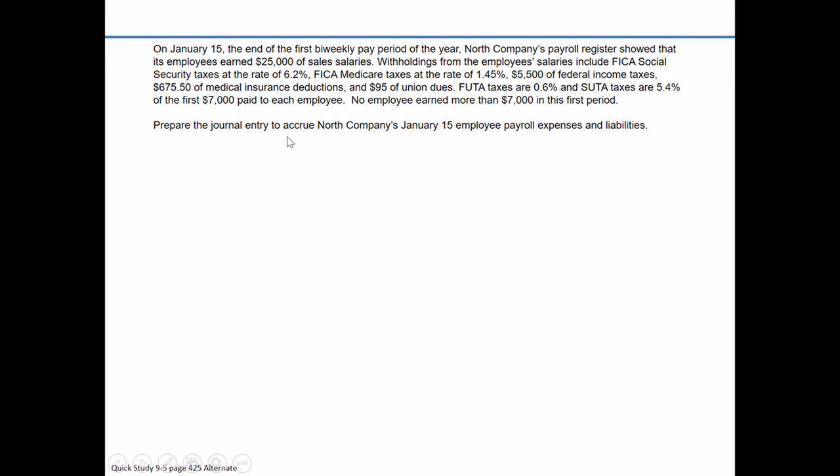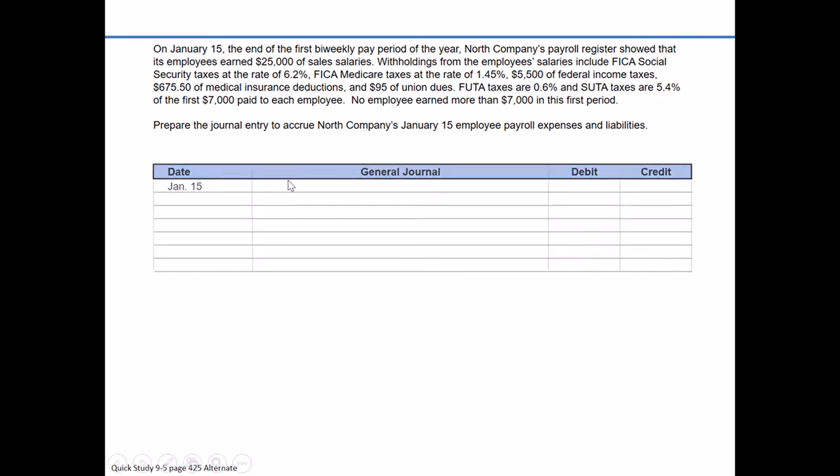The key term is accrue. What that means is we're not yet paying the employees, but we do need to record the expense and the resulting liability related to it. So let's start building our journal entry on January 15th.